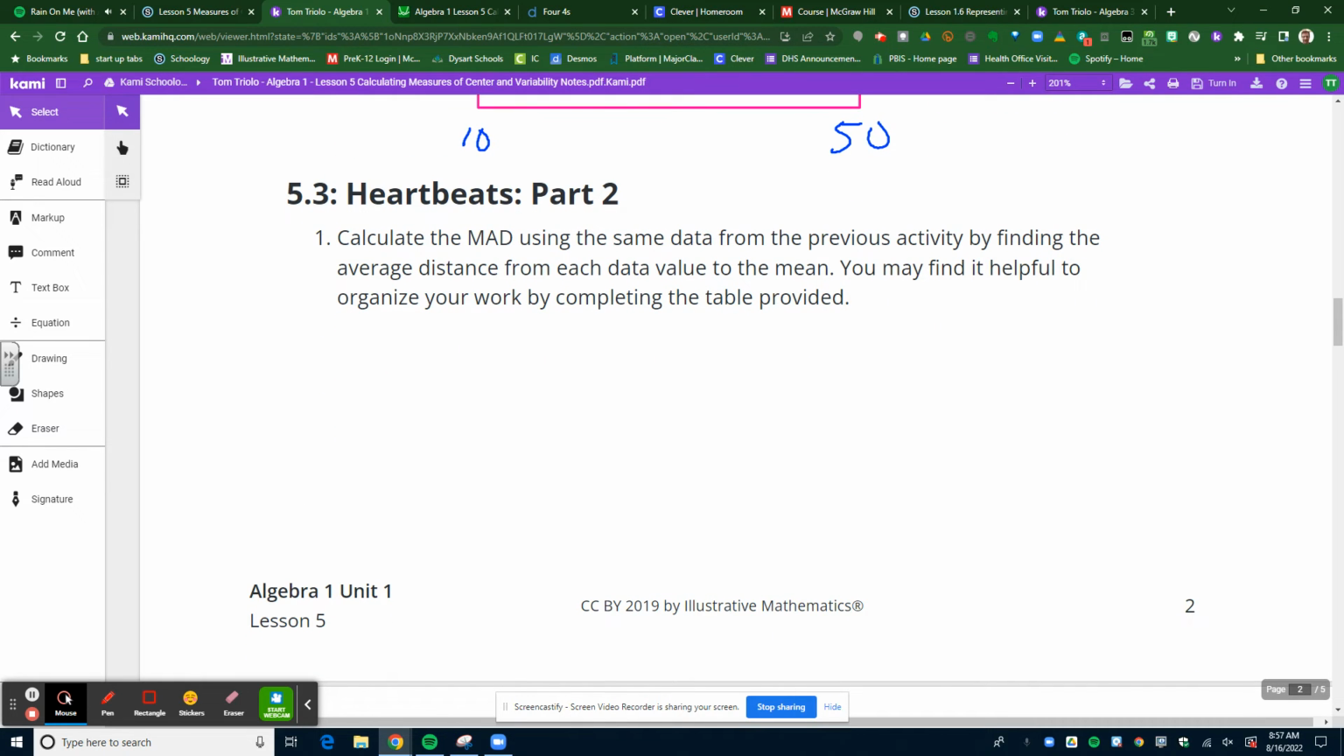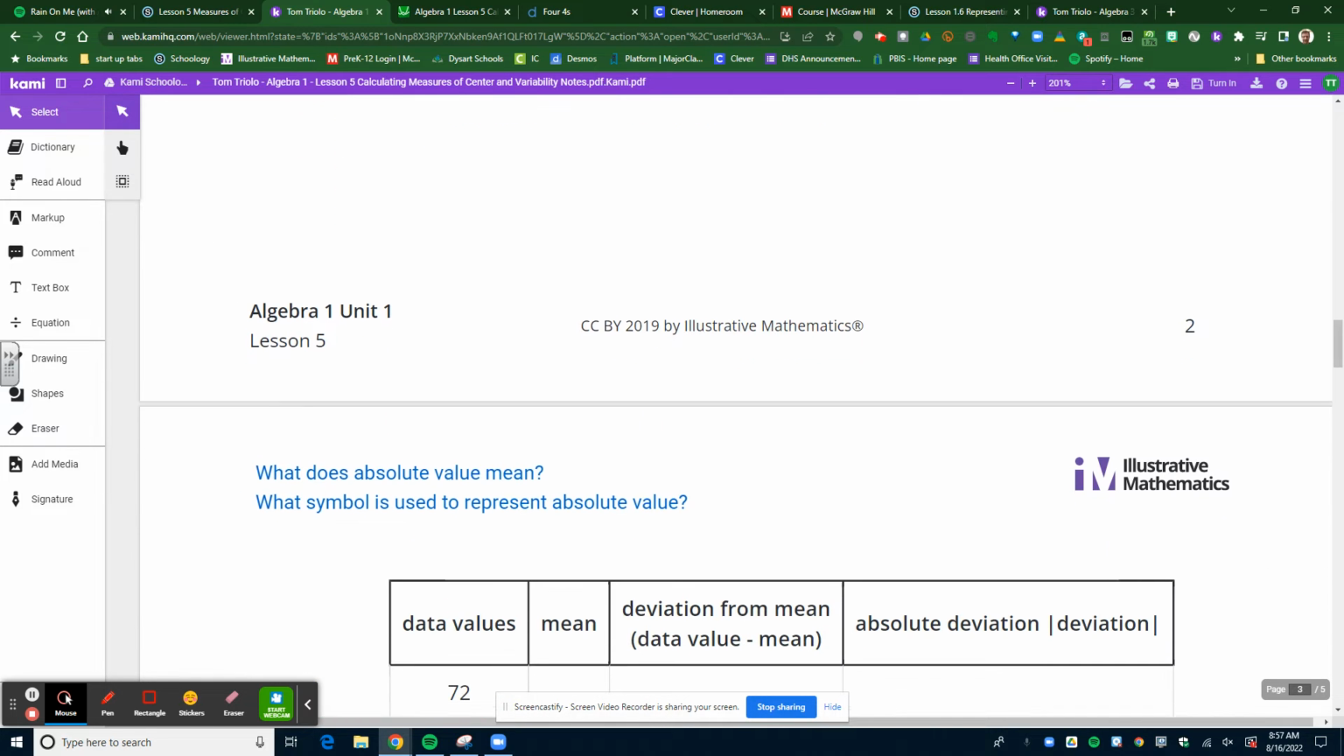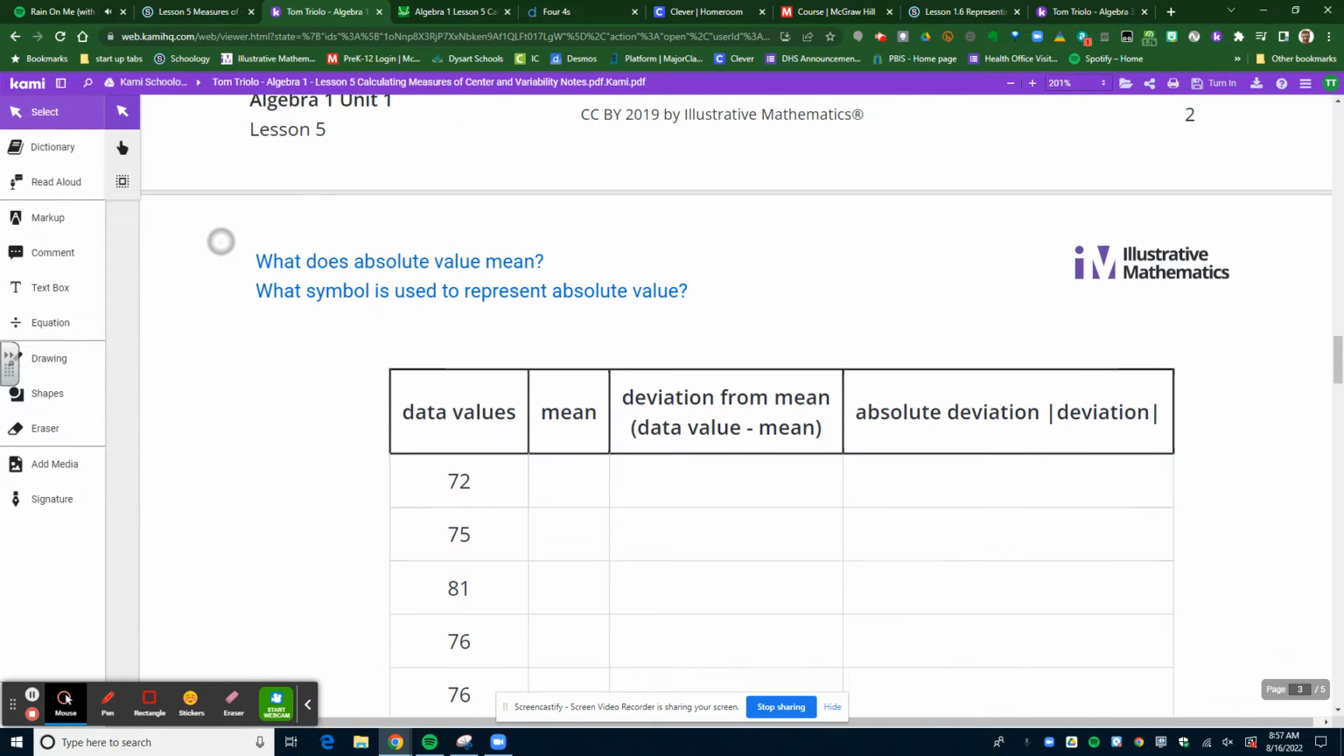So we're going to calculate the mean absolute deviation. Ooh, this is much easier than you think it is, okay? You may find it helpful to organize your work by completing the table below. All right.